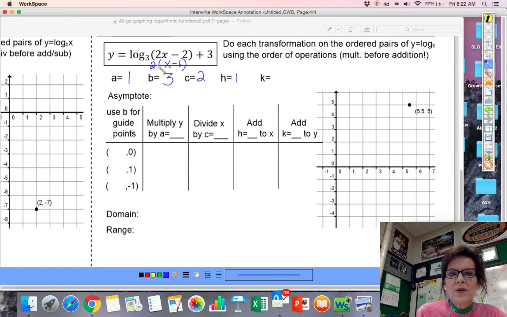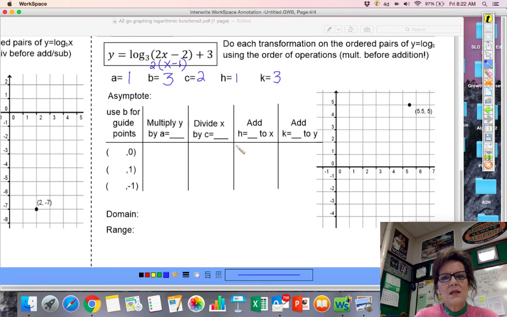So be careful. If you have something in parentheses, look and see, can I factor it? Is there a coefficient in front of my x value that I need to factor out? Because that will affect your horizontal transformation when you go to graph it. If you look at the end, you see a 3, and that is our vertical shift.